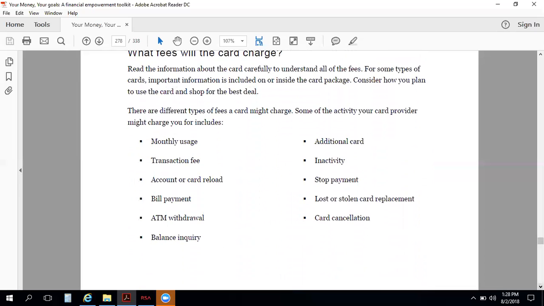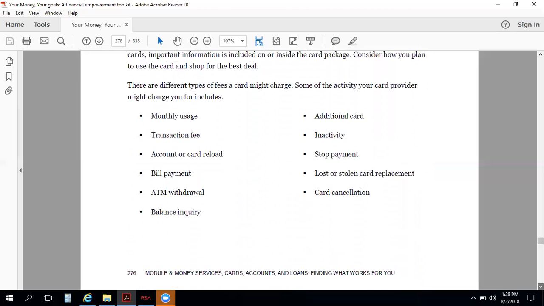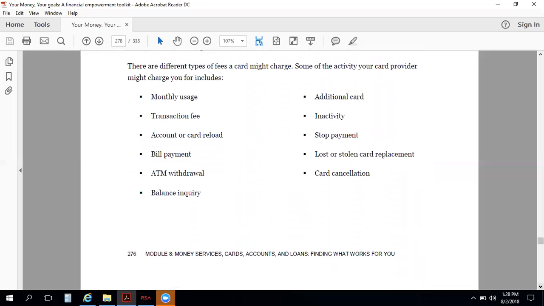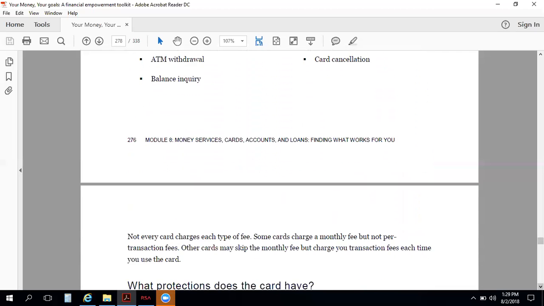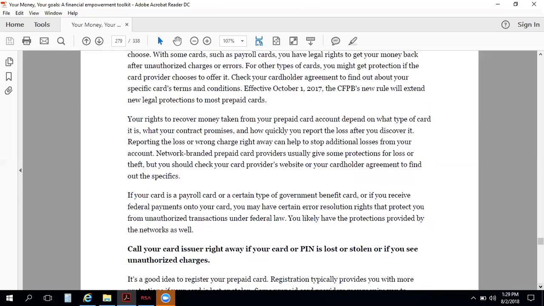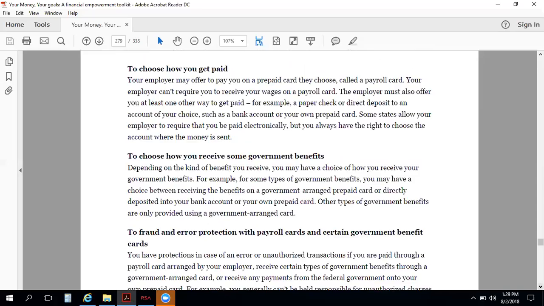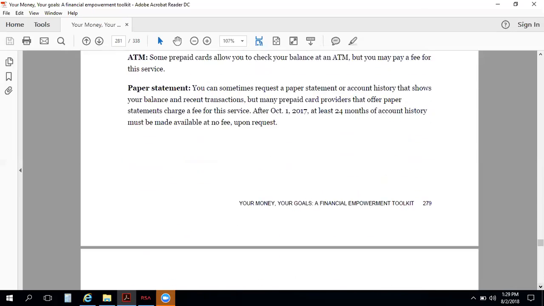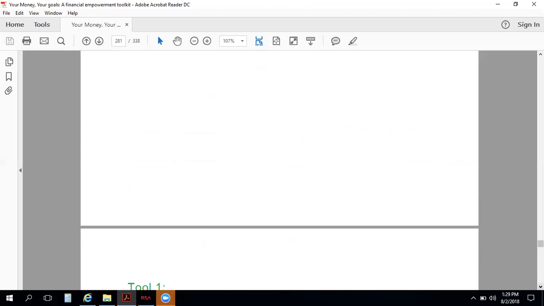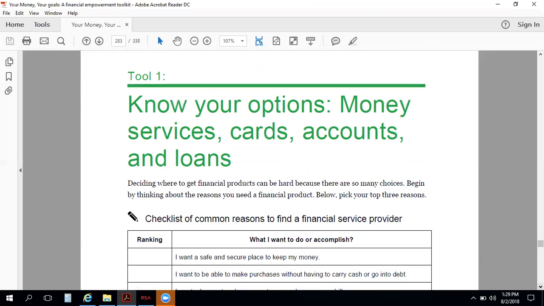Next section talks about some of the fees that might be associated with the cards, though. So if somebody has the ability to do direct deposit over a prepaid card, that's always better because they can alleviate some of the fees associated with using a prepaid card. Not going to go into all this info about prepaid cards. I want to focus more on the tools.